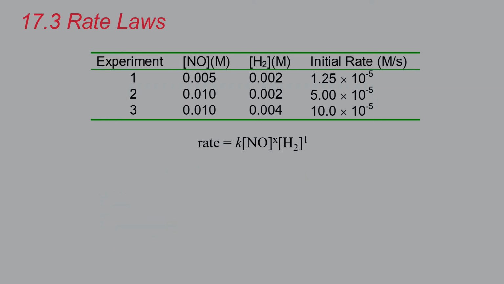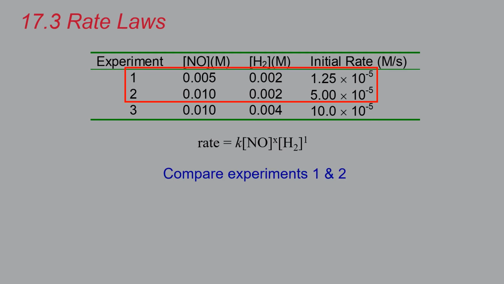All right, so in case the audio cut out in this slide transition, in the last slide we did figure out that the exponent for the H2 was in fact 1 because 2 to the first power is in fact 2. So now we need to figure out what the NO exponent is. And what we need to do is find a set of experiments where NO is changing, but H2 is not, in their initial concentrations. And that is in fact experiments 1 and 2.